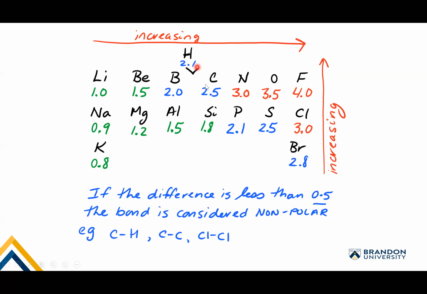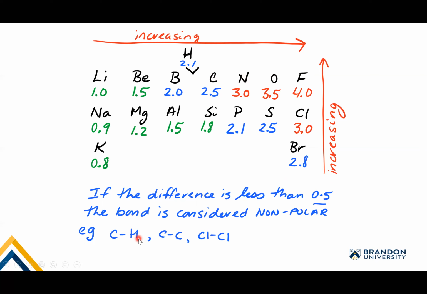But hydrogen and carbon, you'll see that the electronegativity value is very similar. It is a non-polar bond. So carbon-hydrogen bonds are non-polar. Carbon-carbon bonds are non-polar. But if you've got carbon and nitrogen or carbon and oxygen where this is getting bigger than 1.5 or equal, then you start to have polar covalent bonds.